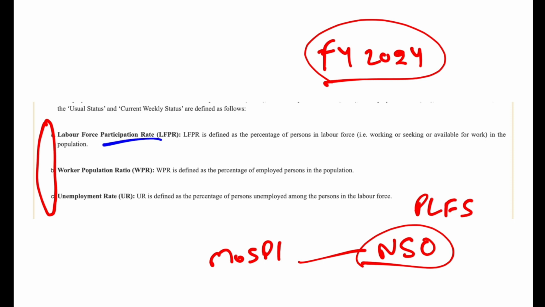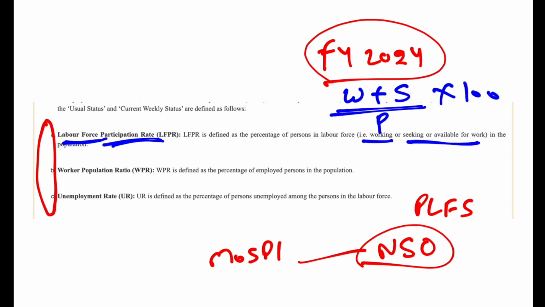So labor force participation rate. What is labor force participation rate? Out of the total population, the number of people, labor force can be whom? Either who is working or who is searching for job. So out of the total population, the working or searching for work, that population, this you multiply by 100, that is called labor force participation rate. I repeat, out of the total population, the people who are either working or searching for job, their number is labor force participation rate.